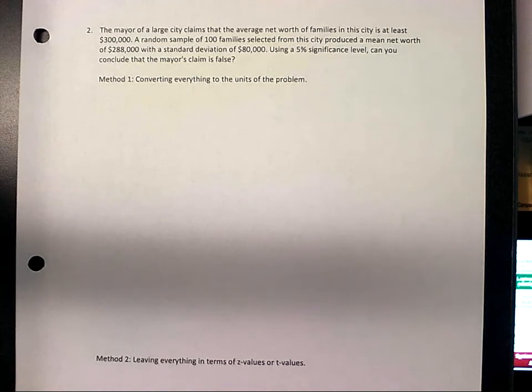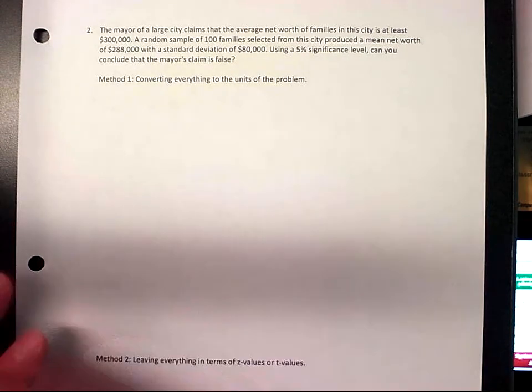All right, so let's just go ahead and get this started off. The mayor of a large city claims that the average net worth of families in the city is at least $300,000. A random sample of 100 families selected from the city produced a mean net worth of $288,000 with a standard deviation of $80,000. Using a 5% significance level, can you conclude that the mayor's claim is false? So the first thing that we're going to do here is convert everything to the units of the problem, which, like I already said, is simply just dollars.